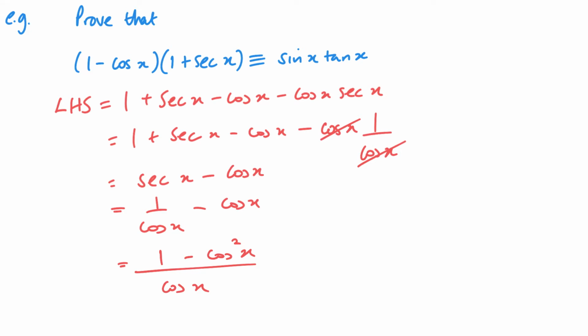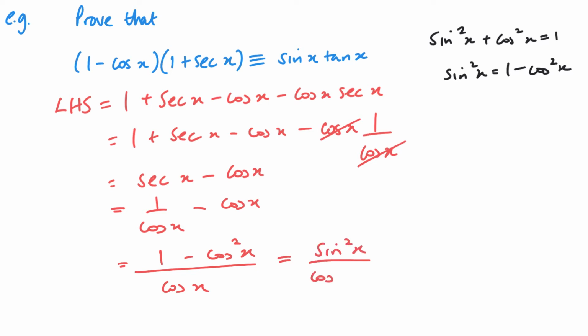So looking at the top now, I need to get this in terms of sine and tan, and I've got 1 minus cos squared. So I'm just going to go over here in black as a reminder. Sine squared x plus cos squared x equals 1. So sine squared x is equal to 1 minus cos squared x. So that means that I can replace the top of this fraction with sine squared x, and that's over cos x.